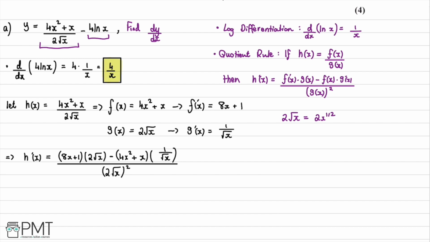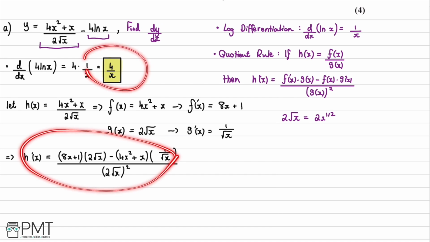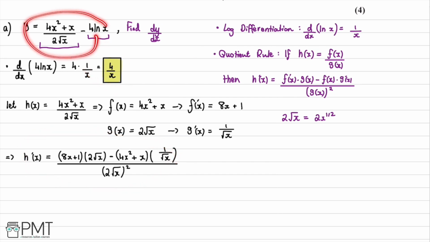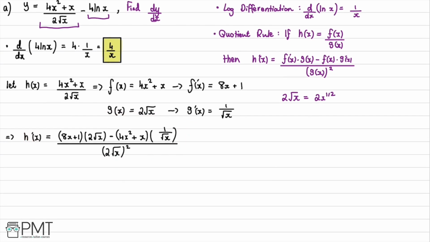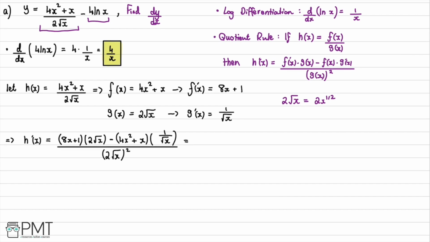So now all that's left for us to do is to take our term here and our term here, and we merge them together to give us dy by dx. But firstly, to make things slightly easier later, we're going to simplify this h of x derivative here. So this is going to be slightly tedious, but we're just going to work through it slowly. So multiplying out that first bracket, we have 8x multiplied by 2 root x. So that's going to be equal to 16, and then we have x to the power of 3 over 2.